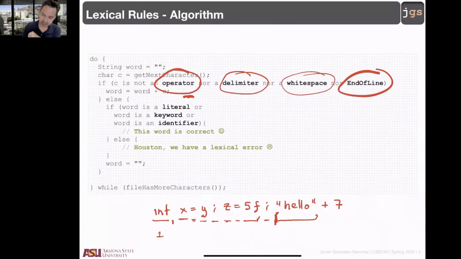Well, in this case, I have hello, then I have the plus, and then I have the 7, that is my last word. So 12 words in total. Step number 1, you need to identify your words.